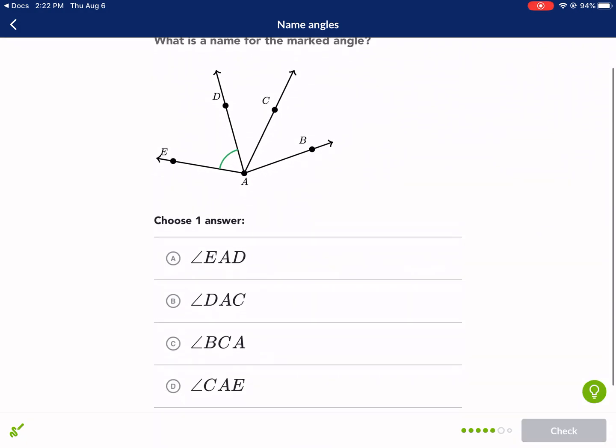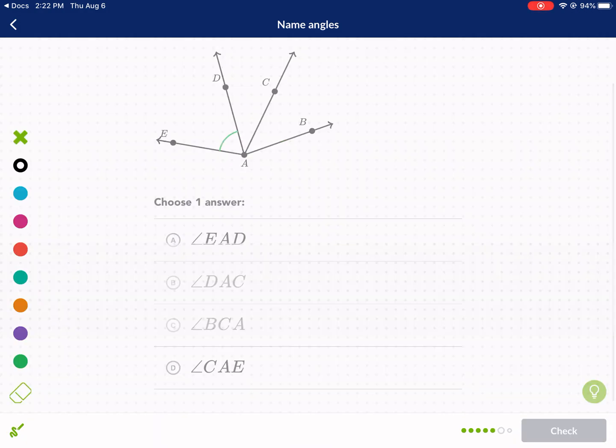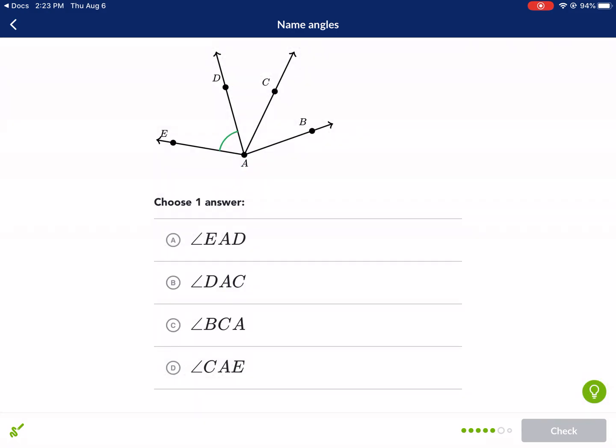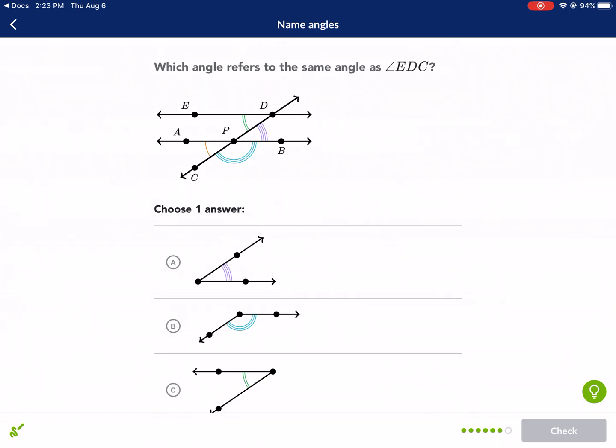What is a name for the marked angle? Can't call it just A, even though that's the vertex. Here's the vertex. So we have E and D. It's got to be called EAD, or we could call it DAE. In this case, it's EAD. That one's the first one I see. EAD, boom. Which angle refers to the same angle as EDC?